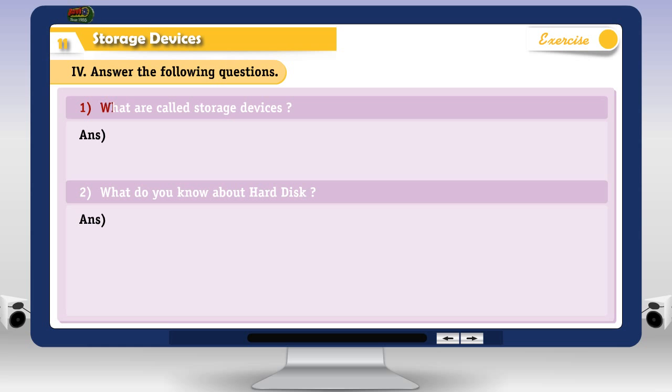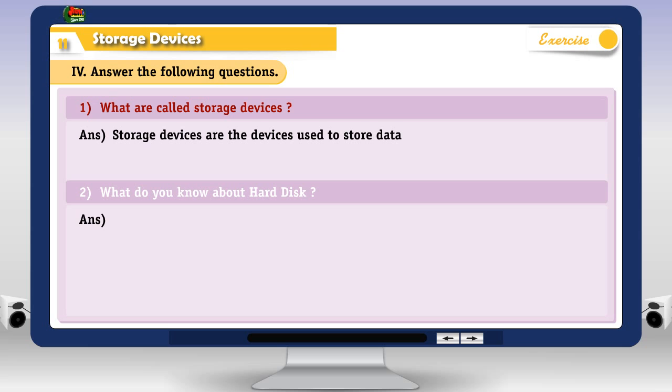1. What are called storage devices? Answer. Storage devices are the devices used to store data or work done on the computer.